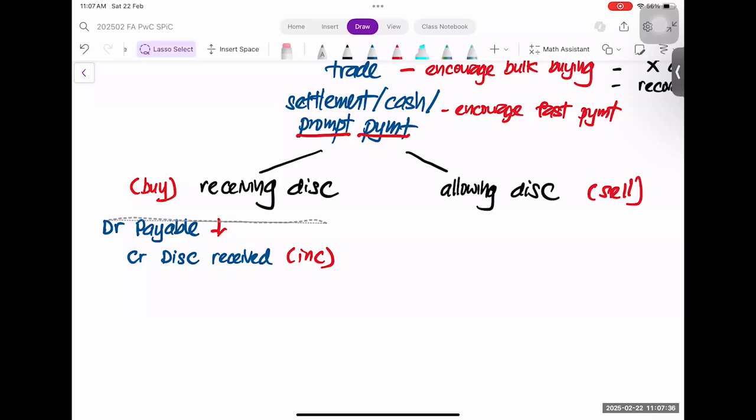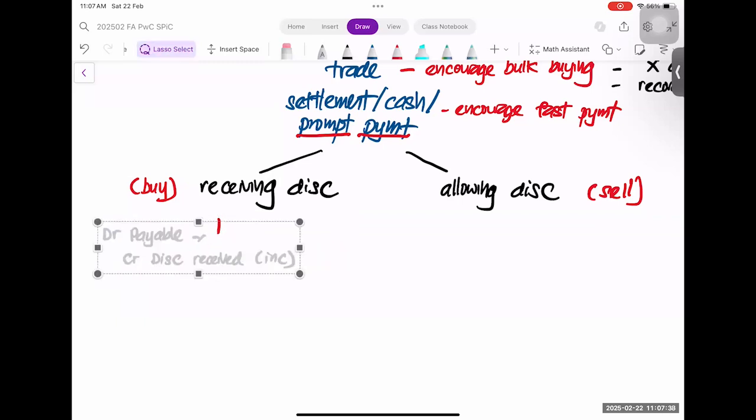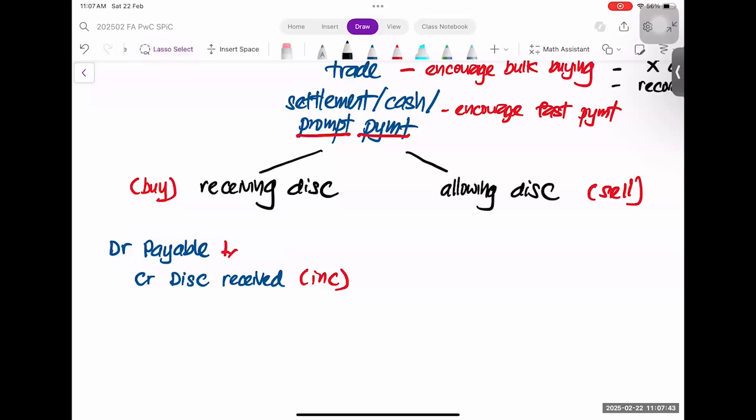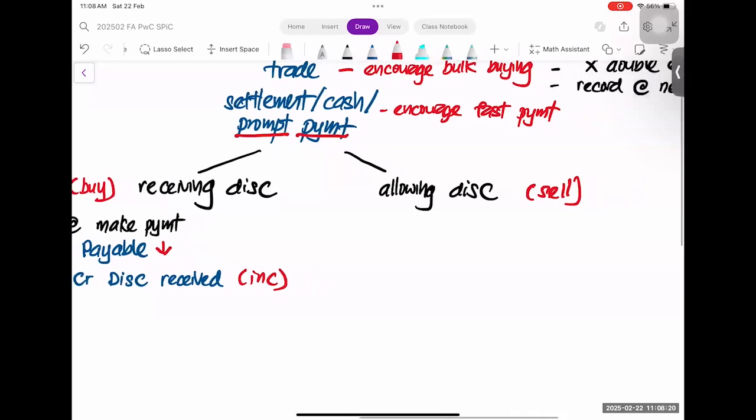And when do I record this? I will record this transaction when I make the payment. Of course, when you make the payment, then only you know whether you get the discount or not. So when you make the payment and you receive the discount, debit payables, reduce your liability, credit discount received, which is an income. So this is a simple one. Let's look at the complicated one.